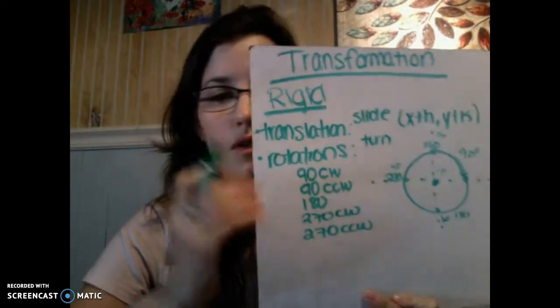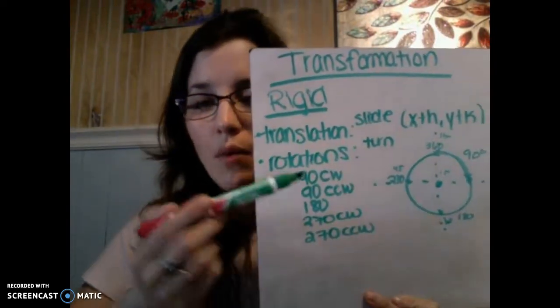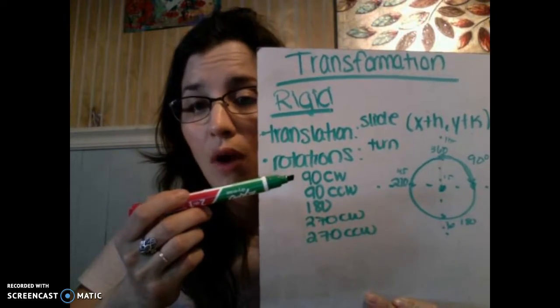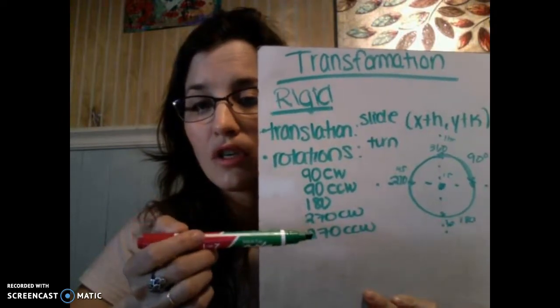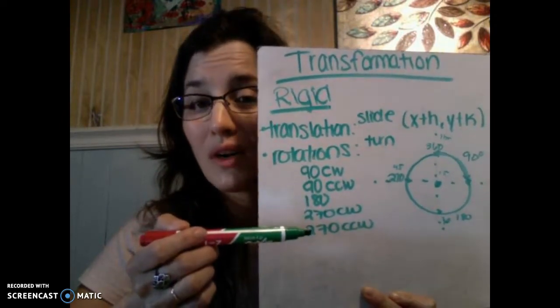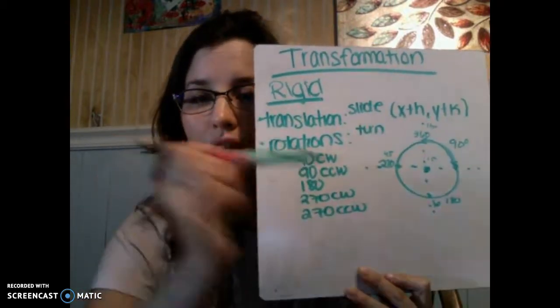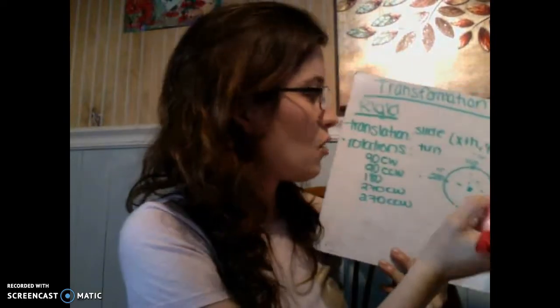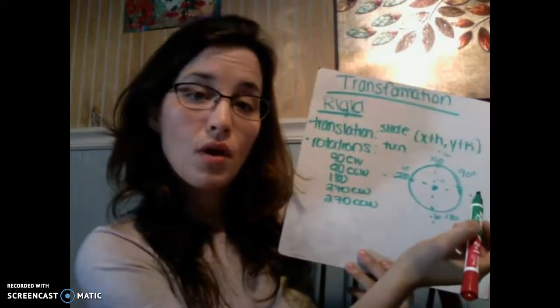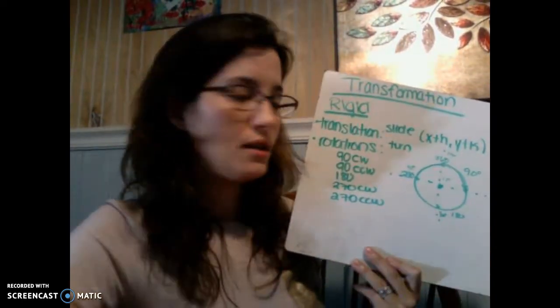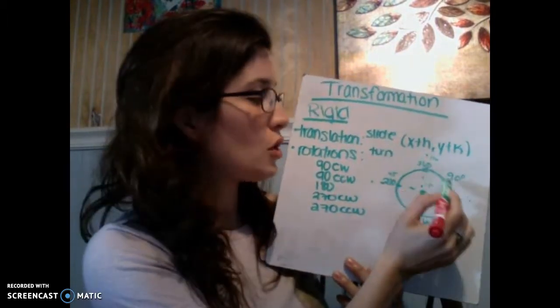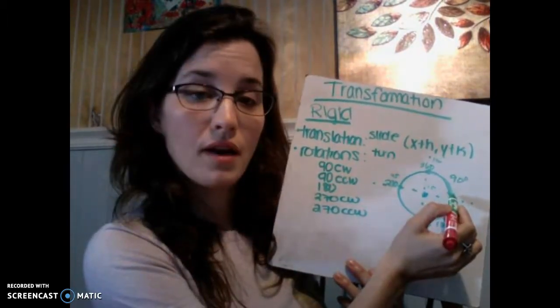So I'm showing you this because I want to explain that 90 degrees clockwise is the exact same as 270 degrees counterclockwise. Clockwise means to the right, counterclockwise means to the left. So if I want to go 90 degrees, that means I'm going one turn to the right, 90 degrees.